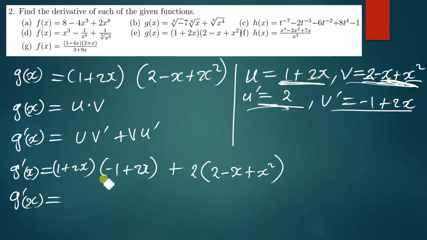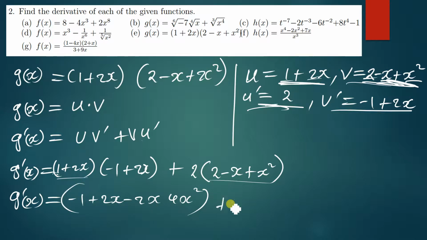It's just a matter of simplifying this expression. When you multiply this part and that part, you also multiply this and that, that's the solution that you have. So 1 times negative 1, then you have positive 2x, then you have negative 2x, and then you have 4x squared. So you have that, and you say plus 2 times 2, 4, 2 times negative x, negative 2x, 2 times 2x squared, you have positive 2x squared.